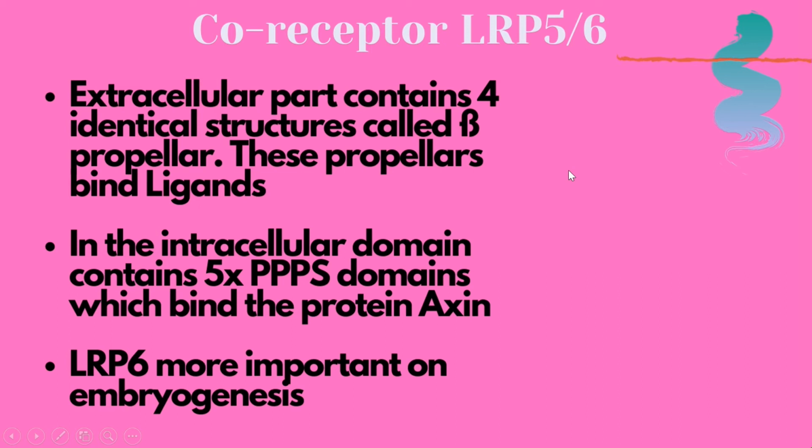We had the first receptor, the FSD receptor, and then we have a co-receptor, the LRP5 and 6. The extracellular part contains 4 identical structures called beta propeller, and those beta propellers, they are located here, bind the ligands. In the intracellular domain, we have a region which is called PPS, which can bind the protein axon, and the LRP6 is more important in embryogenesis, and the LRP5 co-receptor has different roles in adult cells.